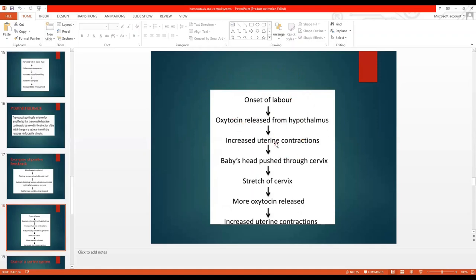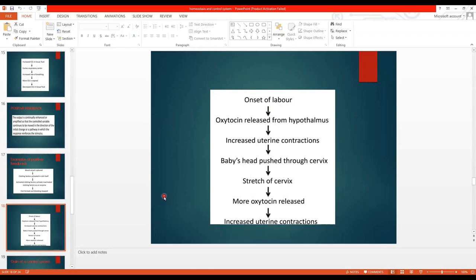Then when uterine contraction increases, the baby's head is pushed through the cervix. It further stretches the cervix. When the cervix further stretches, it releases more oxytocin. When oxytocin is again released, it will cause increased uterine contraction. It will further push the baby's head, further cervix is stretched, more oxytocin is released, and as a result, there is increased uterine contraction, and in the end, the baby is delivered. So this is positive feedback. It is in the same direction. So this is the positive feedback and negative feedback.